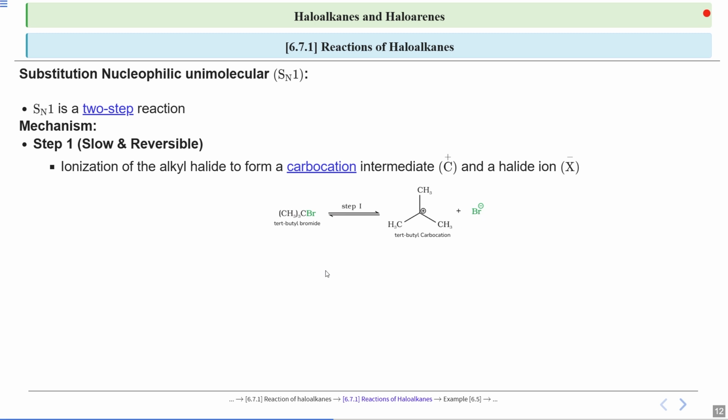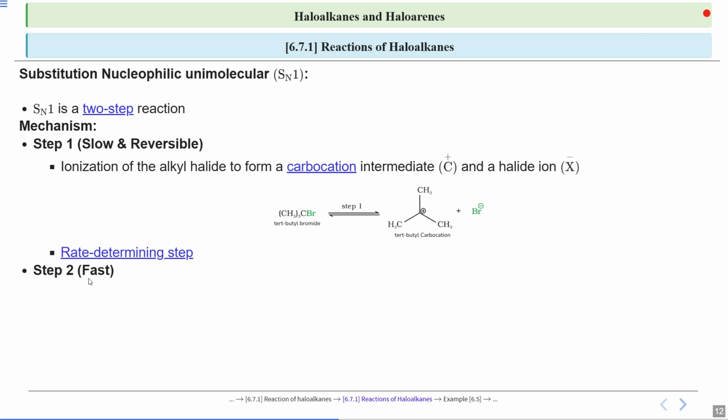Now what is going to happen? Because this is a nucleophilic substitution reaction, the nucleophile is going to attack this carbocation, right? This is step 1, because it is a slow step, it is the rate determining step. How? Because the rate here depends upon the alkyl halide concentration.